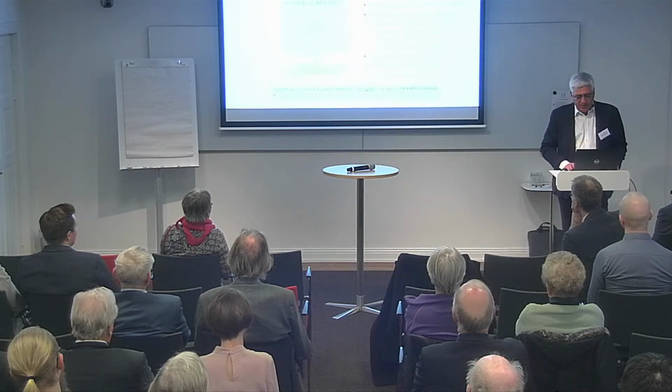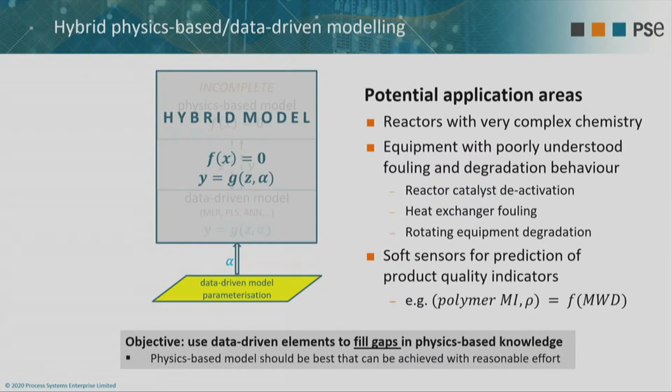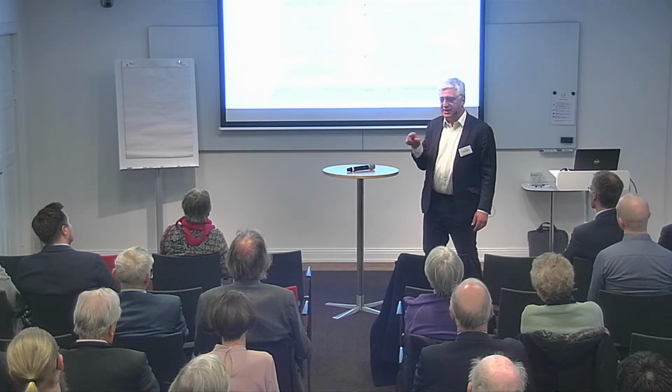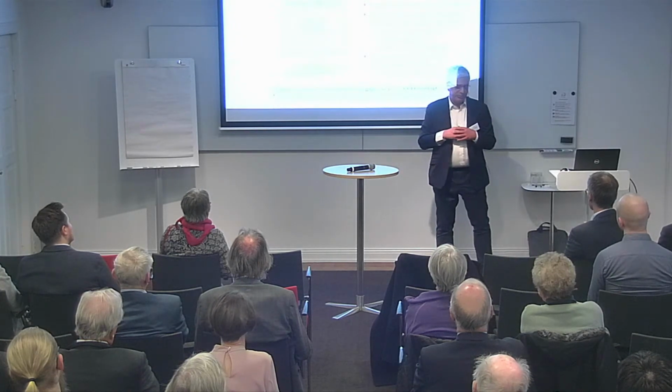There are many potential application areas for things like this. Areas like reactors with very complex chemistry, which cannot be predicted from first principles, equipment with poorly understood behavior like catalyst deactivation, heat exchanger fouling. Anything which degrades over time is often very difficult to capture from first principles, to be honest. I know we have a lot of experience on this. And then finally, you can have very detailed physics-based models which predict, for example, molecular weight distribution of the polymer very, very accurately. Unfortunately, we cannot go from the molecular weight distribution to the melt flow index of the polymer or the density of the polymer. So that final bit has to be patched using data. The machine learning provides a patch.